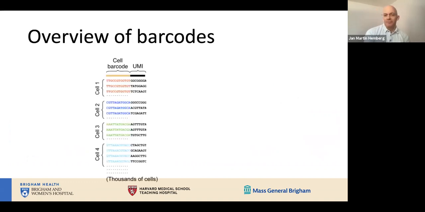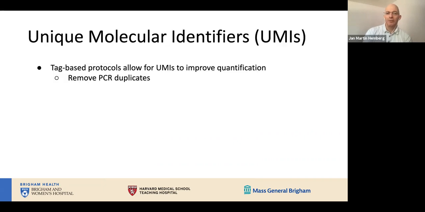Here is a schematic overview of what you get out from your experiment once you've done the demultiplexing. This is for a droplet-based experiment where you also have this unique molecular identifier, the UMI. Here we've been able to group each read by the cell, which was this barcode that was unique to each cell, and then we have this UMI. Next I'm going to tell you about what the UMIs are.